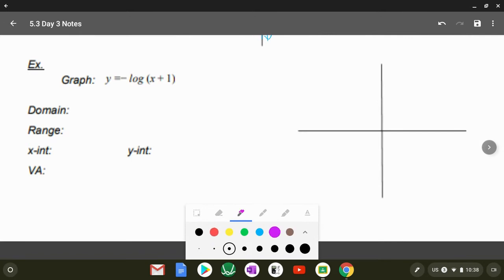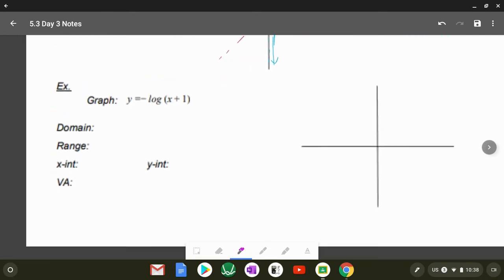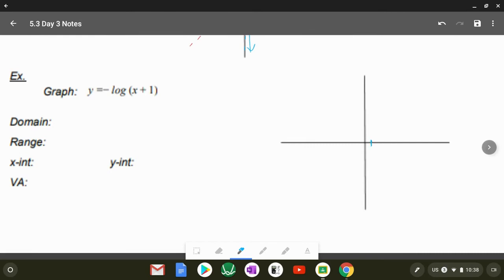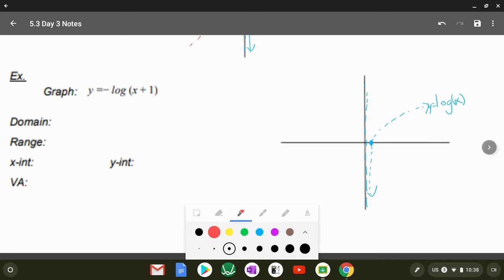So for graphing y equals negative log of x plus 1, the first thing we want to do, we did it in blue, so I'm going to go ahead and graph this parent function, the base function for y equals log of x. So this is what the base function looks like, just log of x. And what we're going to do is apply all the transformations going on over here.